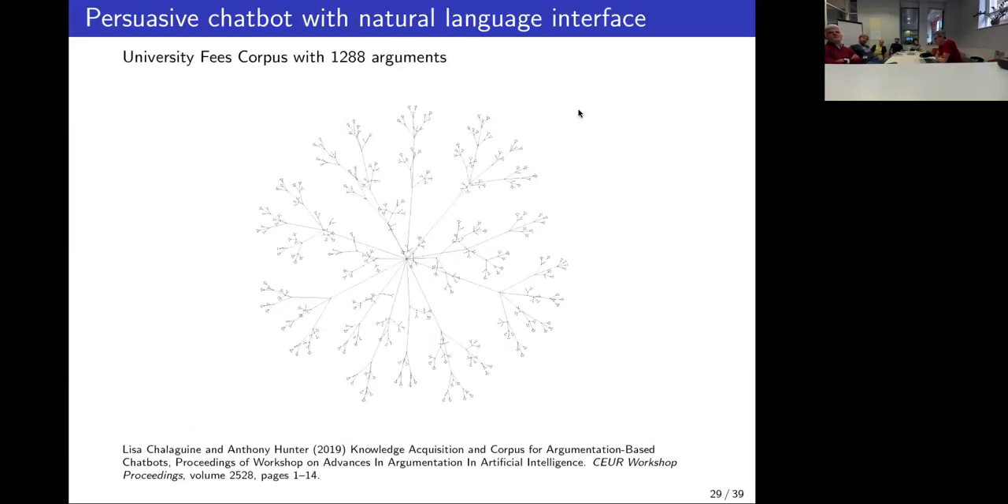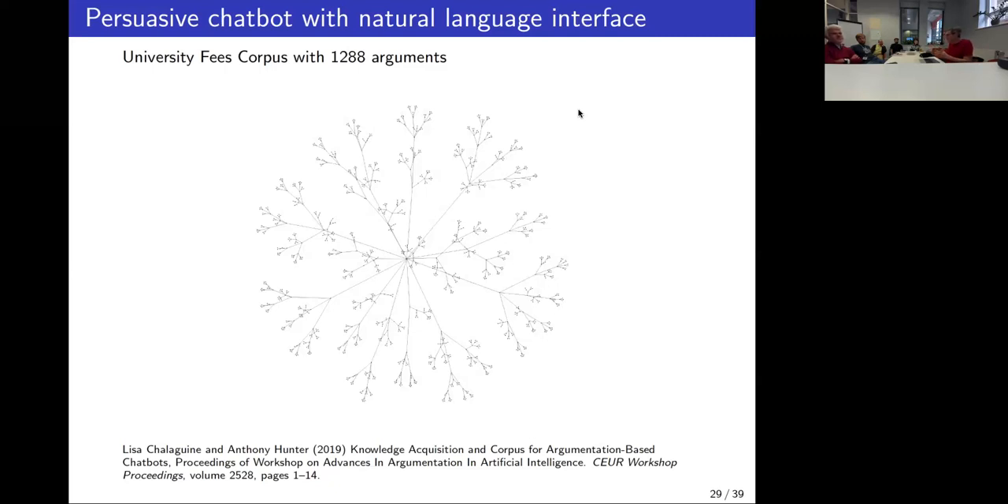So she did a few things. She worked on crowdsourcing. One of the things we did was she looked at this university fees domain, and for us to develop an argument graph with 150 arguments on university fees, it took a couple of people over a month working on it full time. It's hard work. And the bigger the graph is, the longer it takes. It's non-linear in terms of the number of arguments.